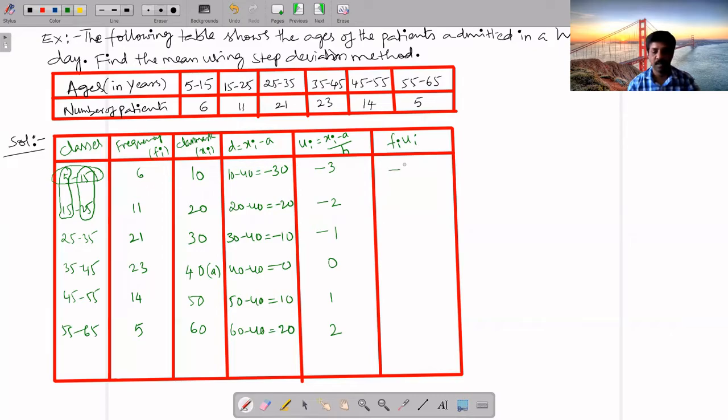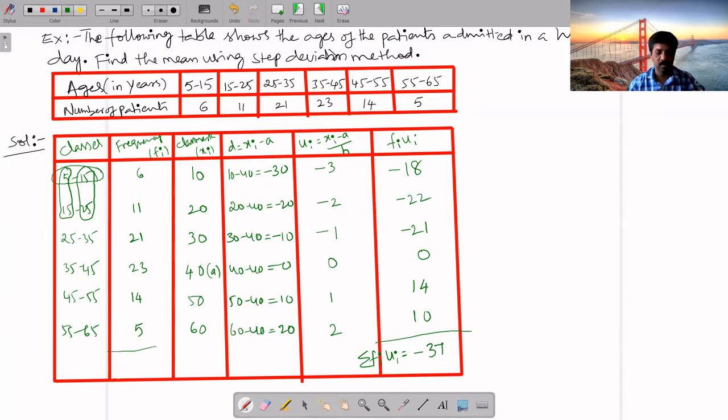6 into minus 3 is minus 18. Here minus 22, minus 21. Now this is 0. This is 14 into 1, 14. Now 5 into 2, 10. The sum of these values is called sigma fi ui. That gives you 24 plus 24, and this is minus 50, 61. That gives you minus 37.